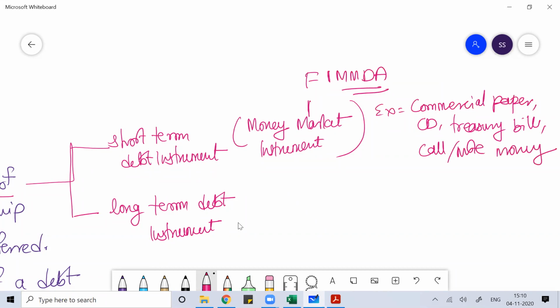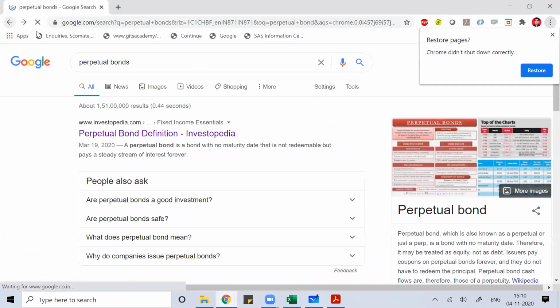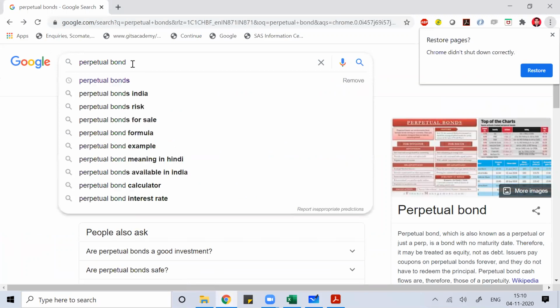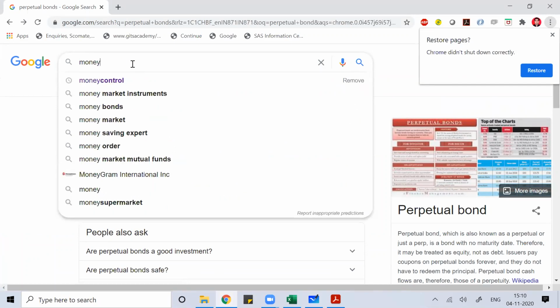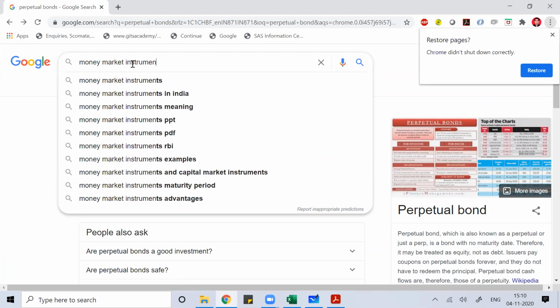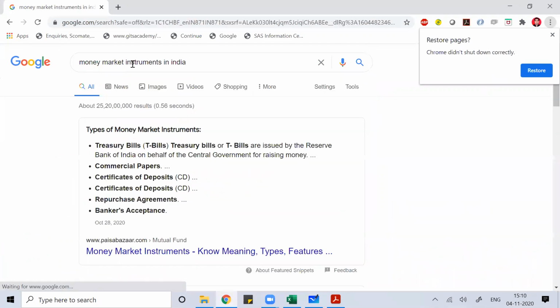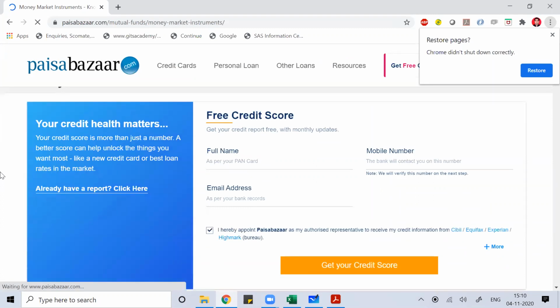Whenever you get time, read about the money market instruments. Get more information about money market instruments in India. So you can see this, the money market instruments.